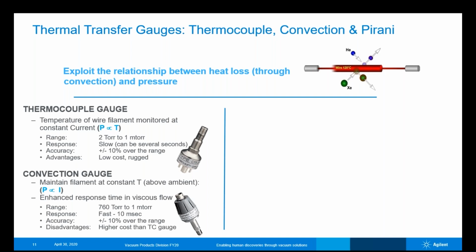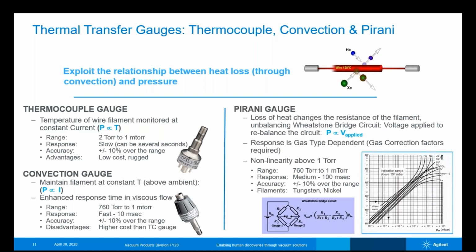So we can see some of the benefits here. These are going to measure typically from atmosphere down to about 1 millitorr. And again, there's a little bit faster response in the convection gauge, based on how that mechanism works of measuring current rather than temperature. Kind of the top of the food chain in our thermal gauges is the Pirani gauge.